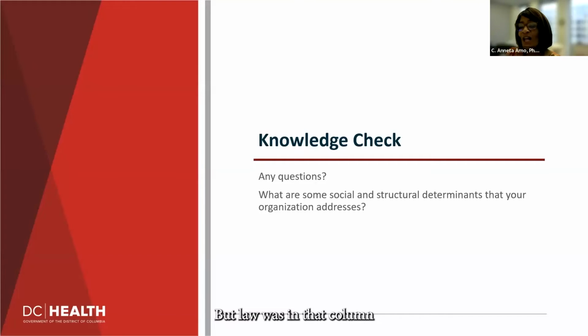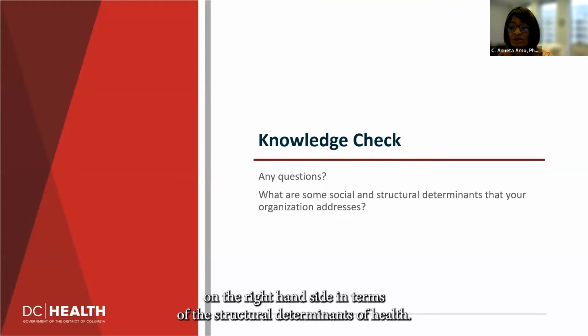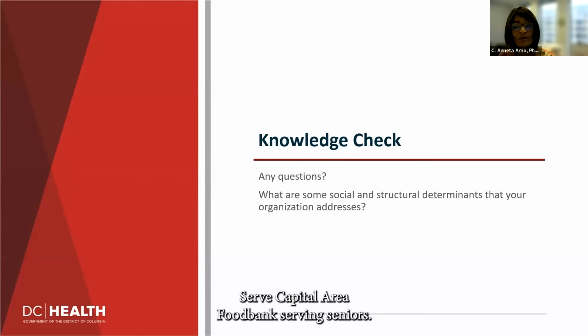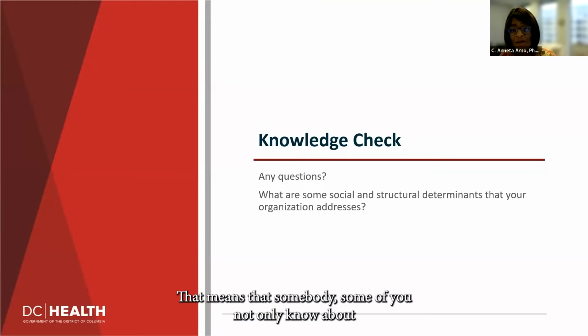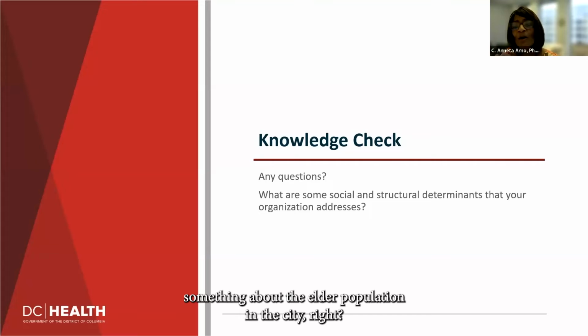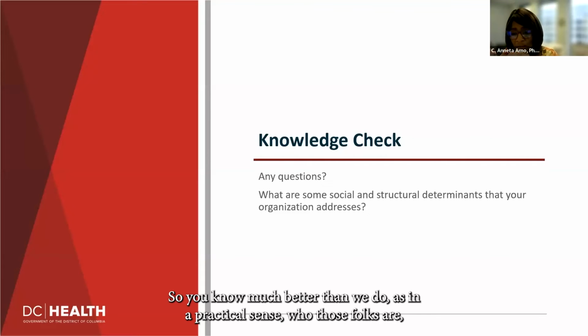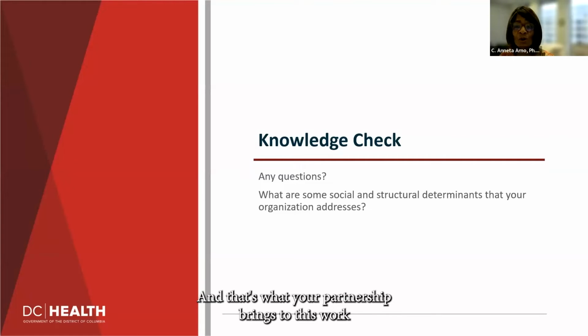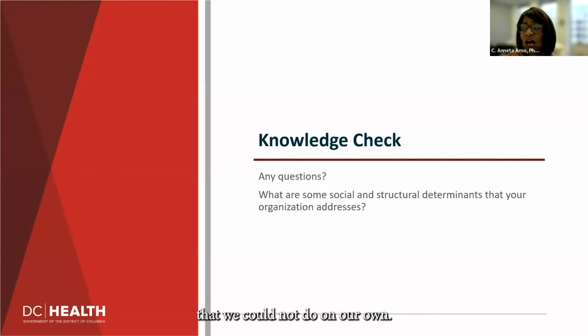Law was in that column on the right-hand side in terms of the structural determinants of health. And then what Leah read out was about Capital Area Food Bank serving seniors. That means that some of you not only know about health, about food and food insecurity, but you actually know something about the elder population in the city, right? So you know much better than we do, in a practical sense, who these folks are, what their unique challenges are, and how to effectively reach and serve them. And that's what your partnership brings to this work that we could not do on our own.